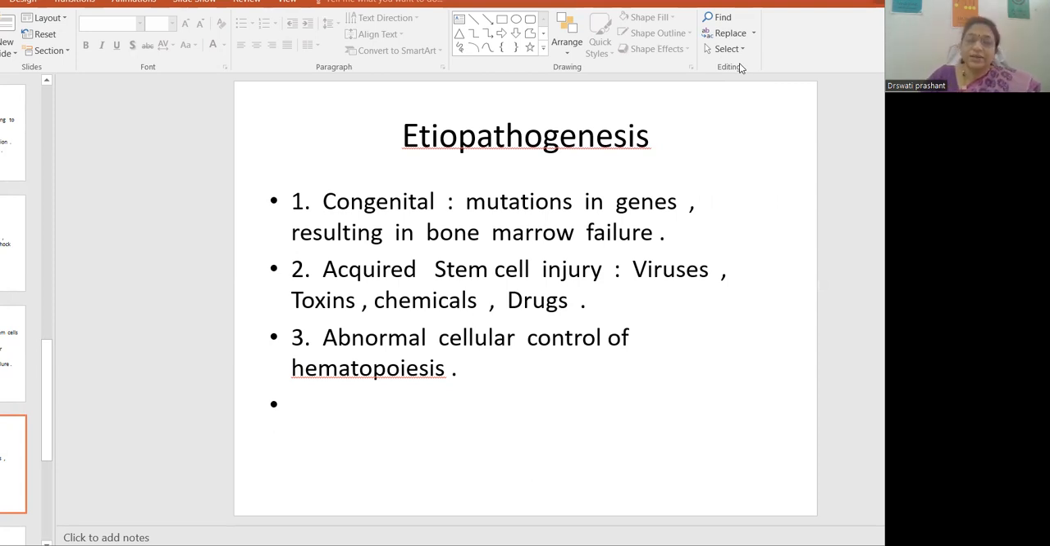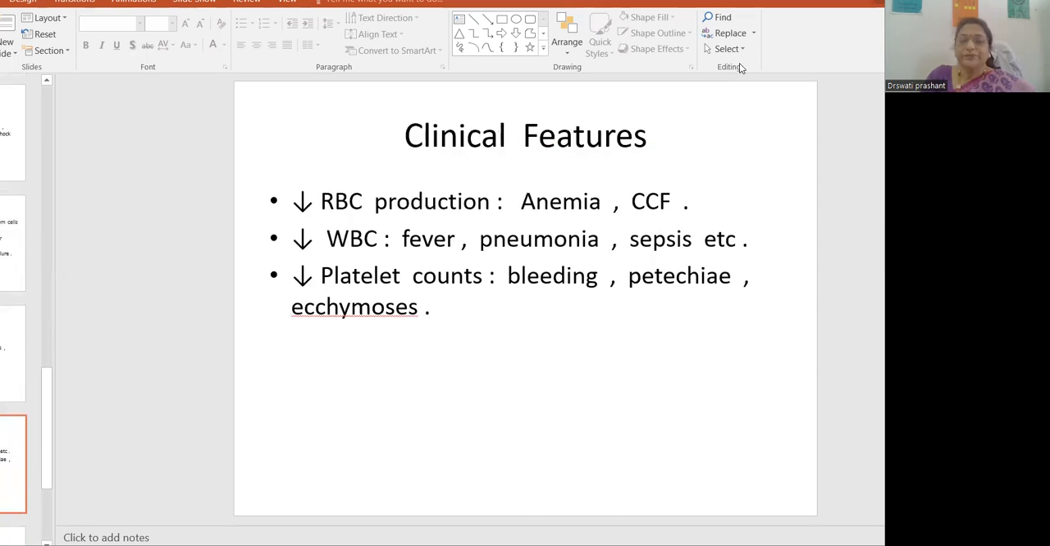The other causes are toxins, chemicals, and drugs. The most common drug known to cause decreased bone marrow functioning is chloramphenicol. Even anti-malignant drugs, NSAIDs, and anti-malarials are said to cause bone marrow failure or decrease in the functioning of the bone marrow, leading to aplastic anemia. And therefore, whenever we take the history in a case of aplastic anemia, we have to ask about various drugs, viral infections, chemicals, toxins, etc. Abnormal cellular control of hematopoiesis also may lead to bone marrow failure.